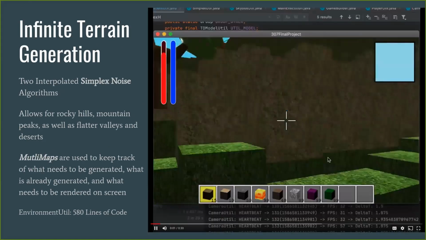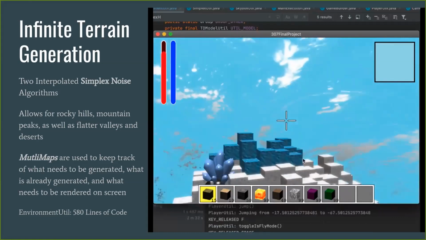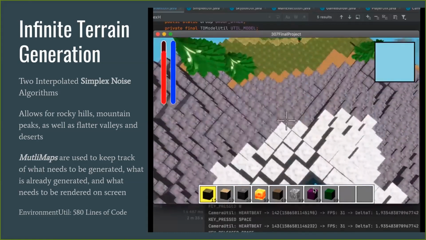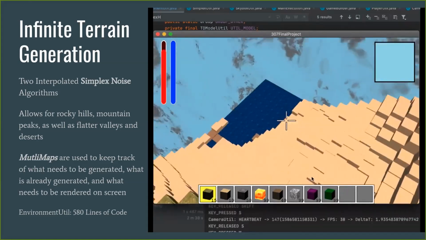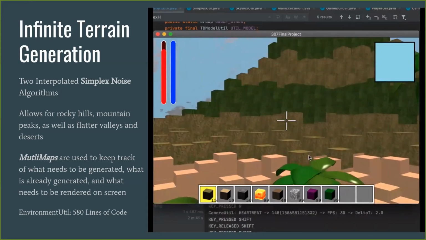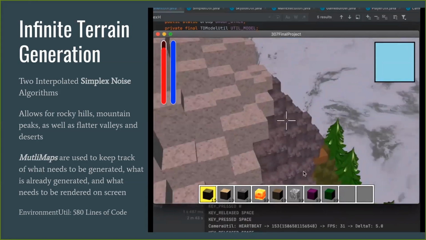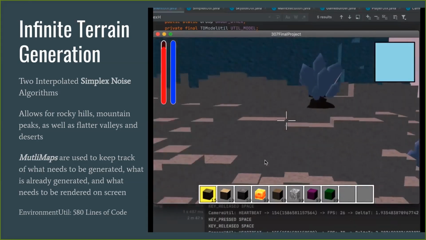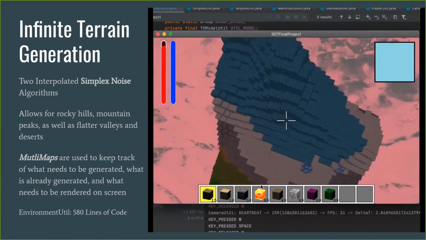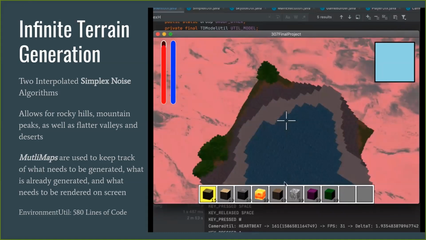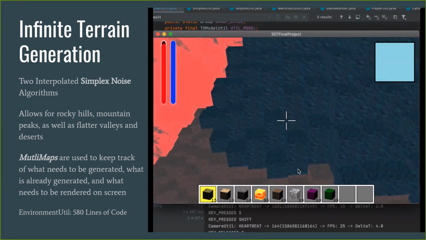Here is one of the main features which uses one of these data structures. It's the infinite terrain generation. The infinite terrain generation uses two interpolated simplex noise algorithms with different height values. This allows for rocky hills, mountain peaks, as well as flatter valleys, deserts, as well as oceans. Multi-maps are used to keep track of what needs to be generated, what is already generated, and what needs to be rendered on the screen. And this is done in order to keep performance at its highest. Our environment util class totals 580 lines of code.